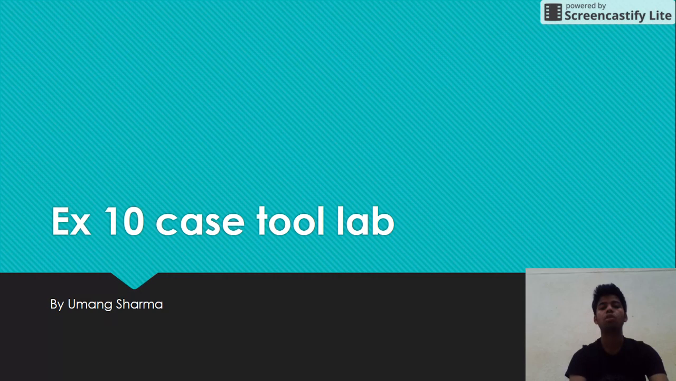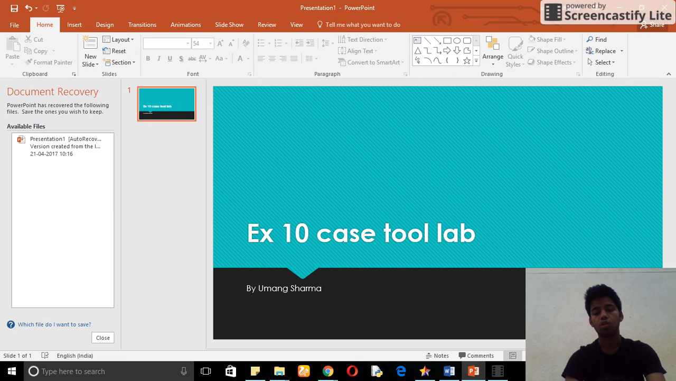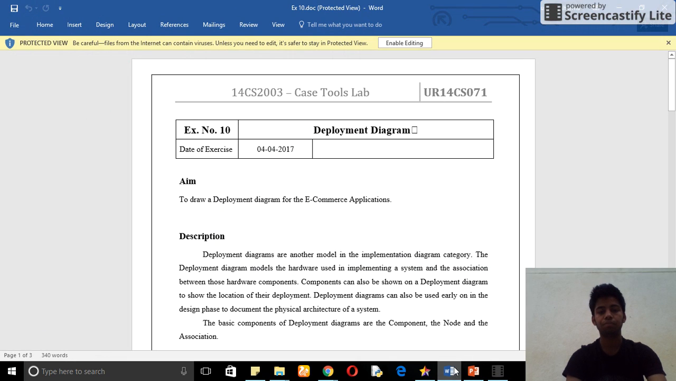In this video, I am going to explain my use case experiment number 10, that is my deployment diagram. So the deployment diagram is part of the implementation diagram category. I will tell you what the aim of this experiment is. The aim of this experiment is to draw a deployment diagram for my given e-commerce application.